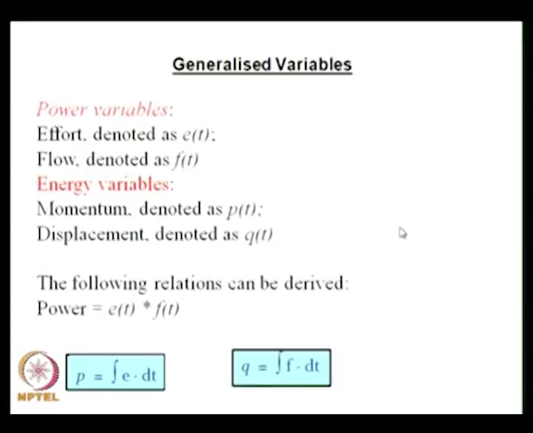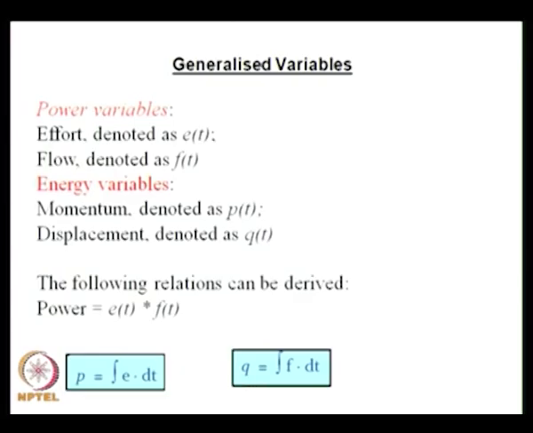Again coming to the generalized variables for the system, we have two important variables, one is known as the effort, the other one is the flow. Effort is normally represented by E and flow is represented by F. They are time dependent variables, so we write them as E(t) and F(t). These two variables represent the flow of power. The power is obtained by multiplying effort and flow, and that defines the power transfer between two elements.